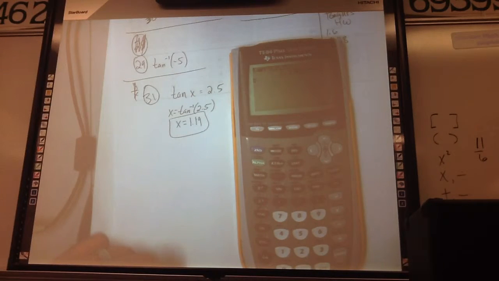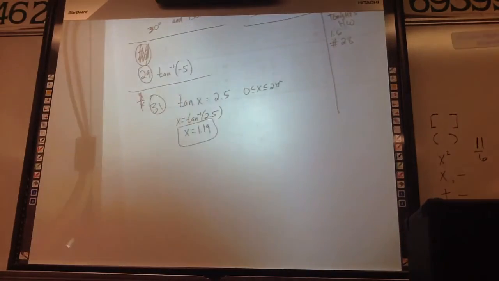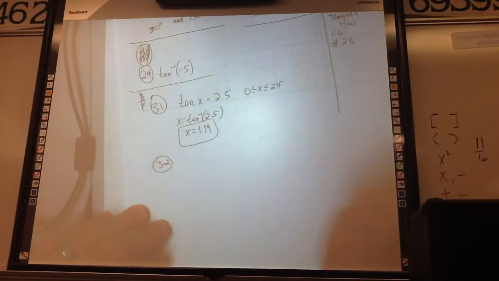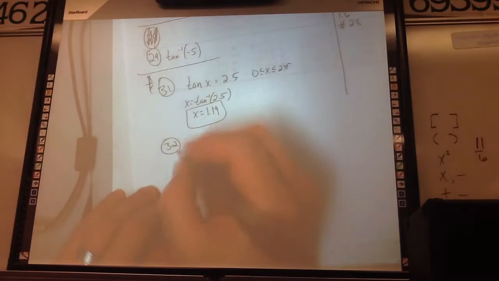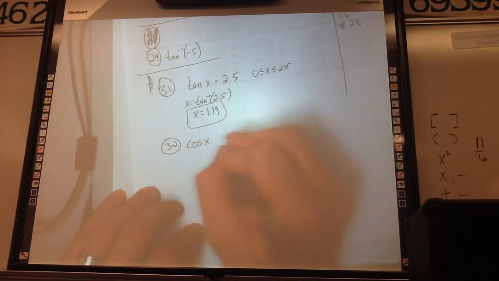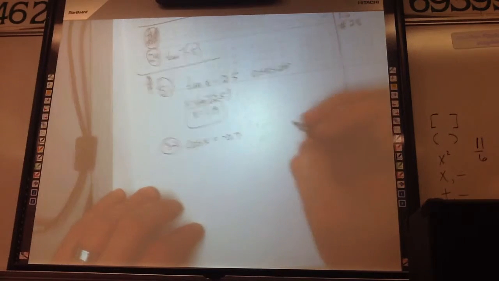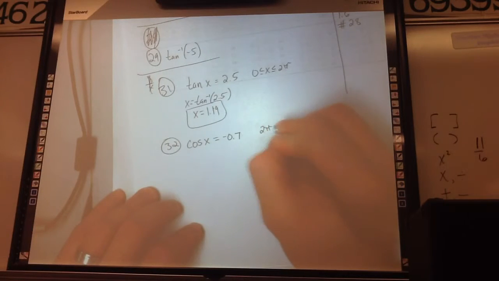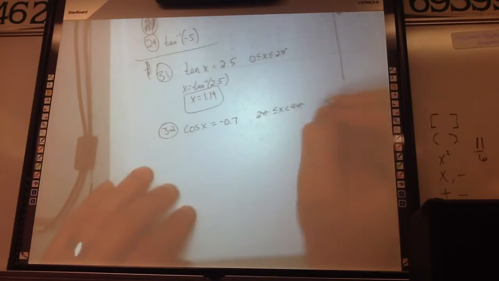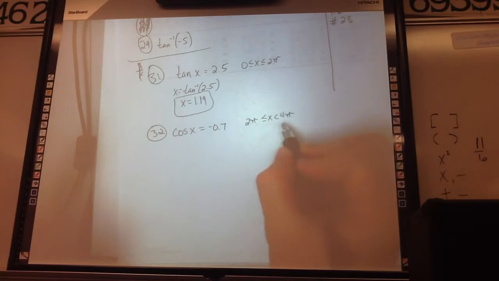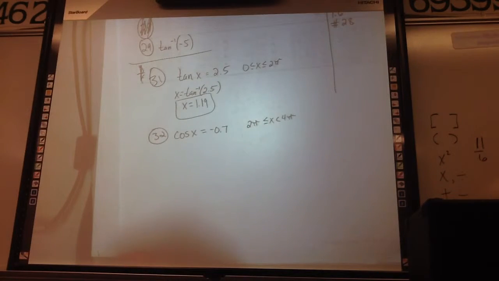And they're all the same, except 32. The only thing that changes is the interval. It says the cosine of x equals negative 0.7 between 2 pi and 4 pi. So you have x equals the inverse cosine. Your answer has to be between 2 pi and 4 pi. Your calculator will not give you this answer.